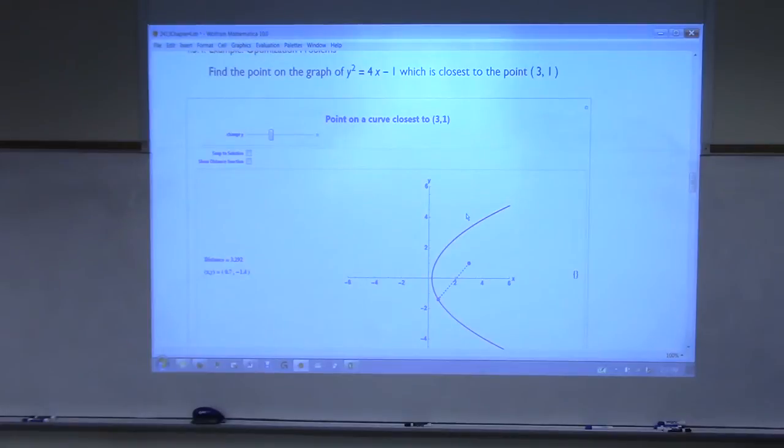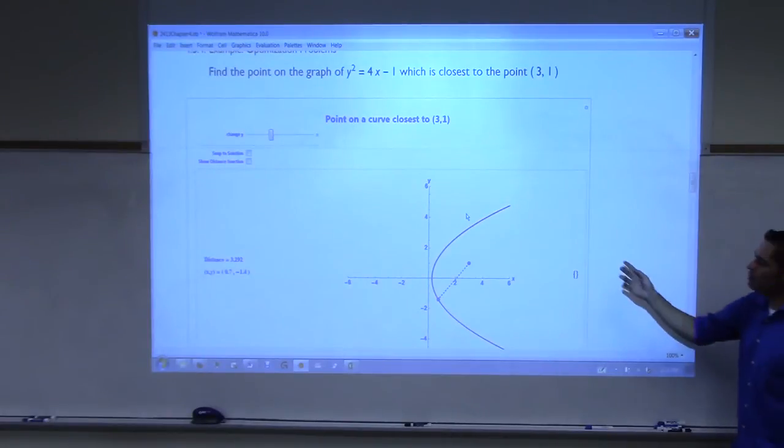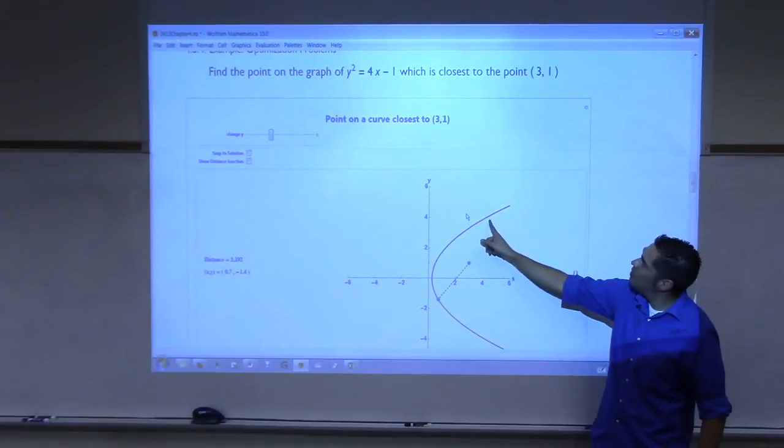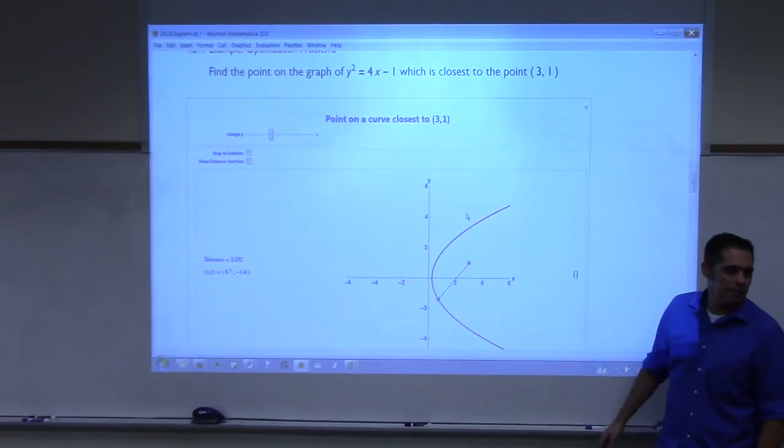Find the point on this graph, which is a parabola. So there's this parabola here. Find the point on this graph which is closest to the point (3,1).